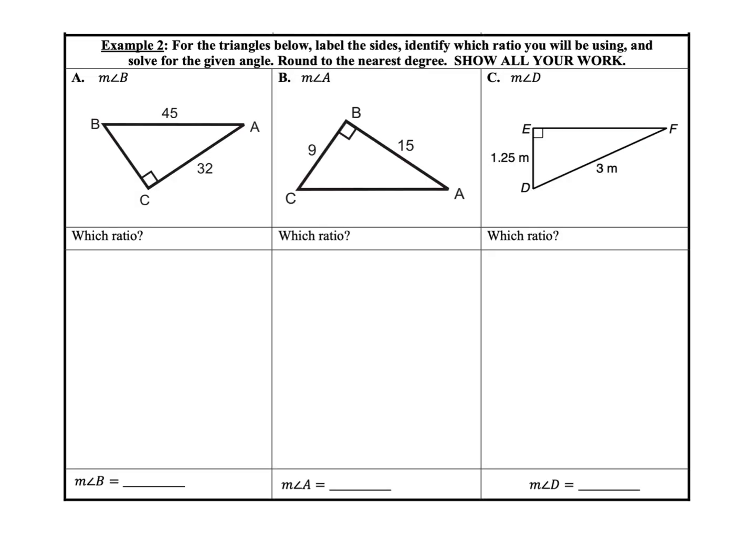Now that we know how to operate the sine, cosine, and tangent inverse buttons on the calculator, we're ready to try this example. For the triangles below, we're going to label the sides, identify which ratio we will be using, and solve for the given angle. We'll round to the nearest degree, just like we did in example 1.